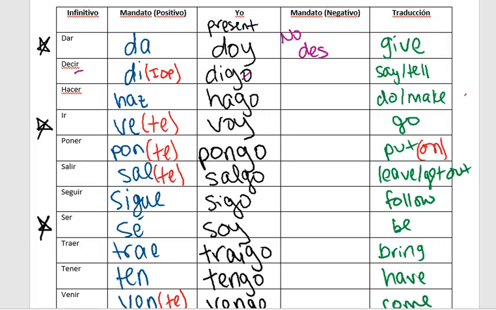So decir is an IR verb, so it becomes no digas. The AS is the opposite of our IR verb, and we drop our O. For hacer, it's an ER verb, so we know it ends in AS. We drop the O, and you get no hagas. Ir is actually just completely irregular, and that's no vayas. Or you could say no te vayas.